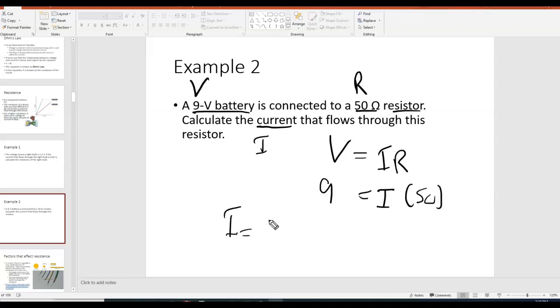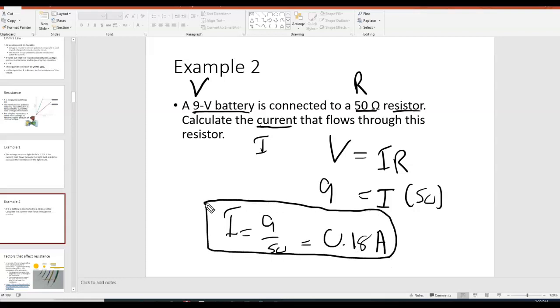And so I is going to be 9 divided by 50, which is going to be 0.18. Remember, the unit for current is A, that is ampere, or amps as some people say, 0.18 ampere. So, 2 basic calculations involving Ohm's law. Please pause it there if you need to take a look at that.